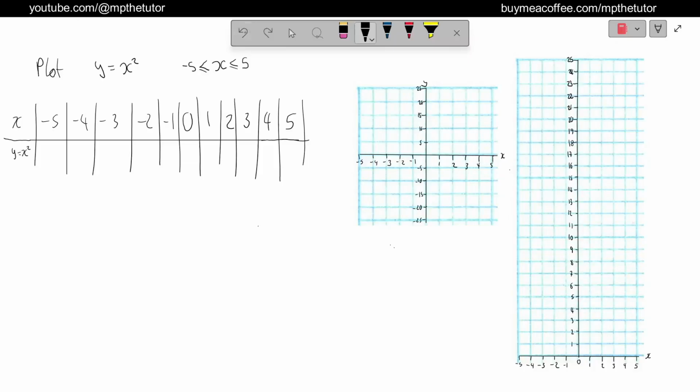So 0 squared, or 0 times 0, is 0. 1 times 1 is 1. 2 times 2 is 4. 3 times 3 is 9. 4 times 4 is 16. And 5 times 5 is 25.